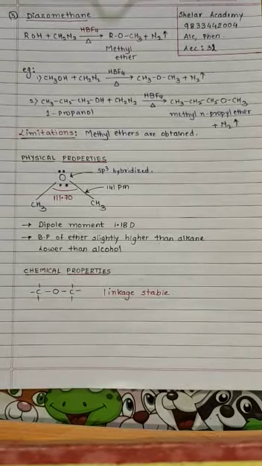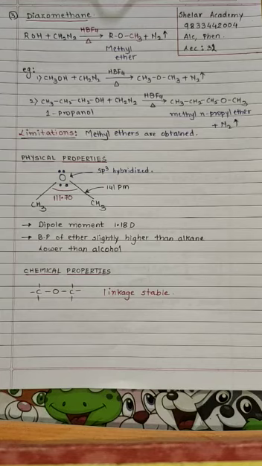The third method of preparation of ether, that is lecture number 32. Let us start with the third method of preparation of ether, that is by using diazomethane. What is diazomethane? First of all, it is CH2N2.